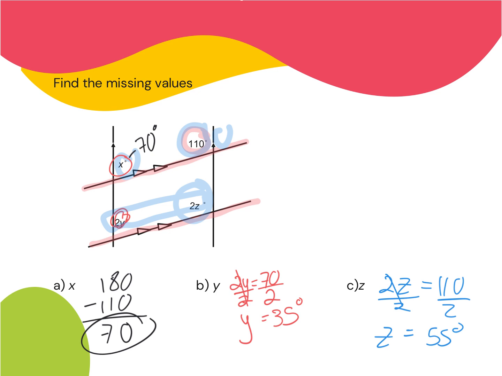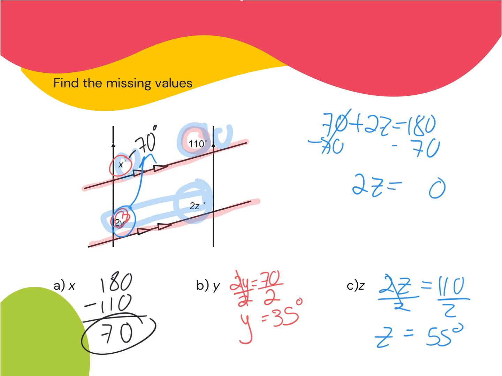Now, if you were to have done it the other way, so 2y is 2 times 35, which we know is 70. So 70 plus 2z equals 180. If we were to do it that way, subtract the 70 from both sides, we're going to get 2z is equal to 110, which when we divide by 2, we still get that z is equal to 55. So whichever method you choose to use, it's okay. As long as you use the theorems, you will get the same answer.